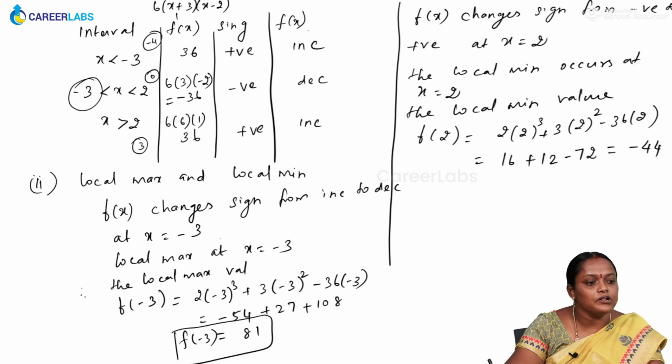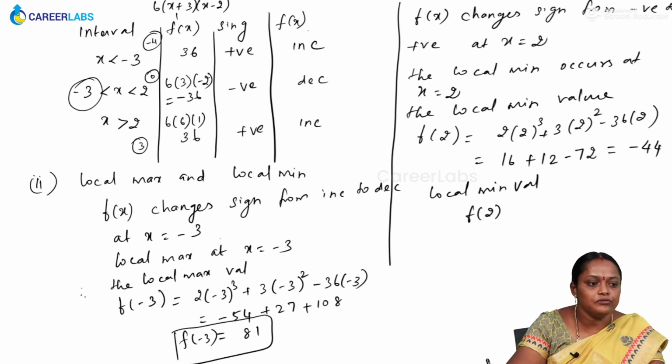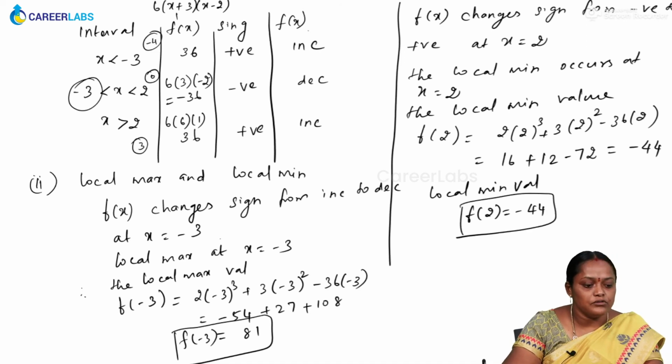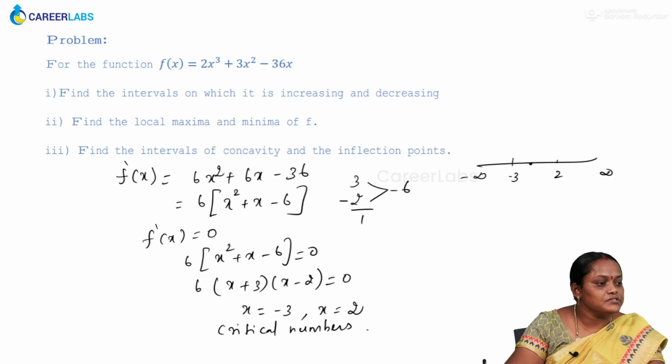Therefore, the local minimum value is f of 2 equals minus 44. Now we will move on to the third subdivision. So what is our third subdivision? We need to find the intervals of concavity and the inflection point, that is, the point of inflection.